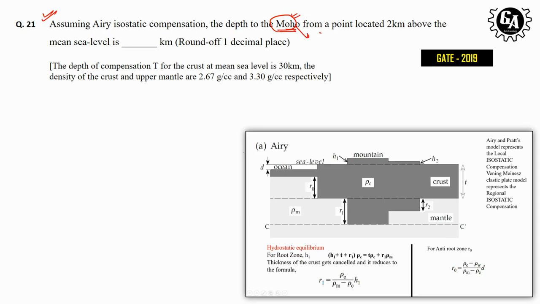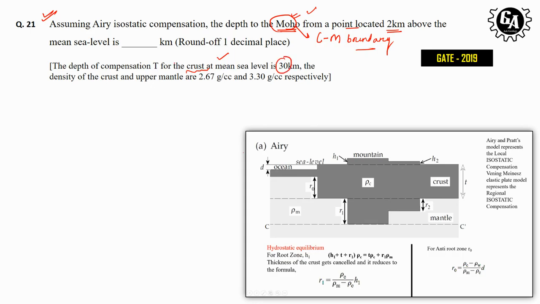the depth to Moho, the Moho being the crust-mantle boundary, from a point located 2 kilometer above the mean sea level is dash kilometer. As we know, these isostatic compensation methods are basically simple gravitational balancing between the continental crust, oceanic crust, and the mountain that comes under the continental crust.